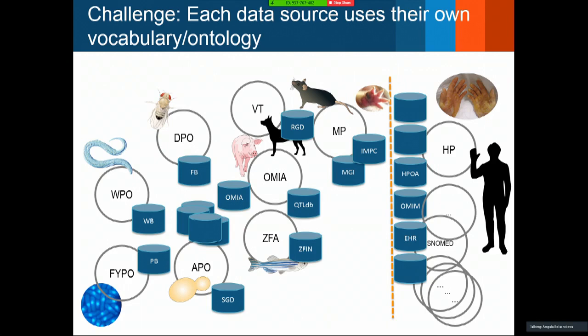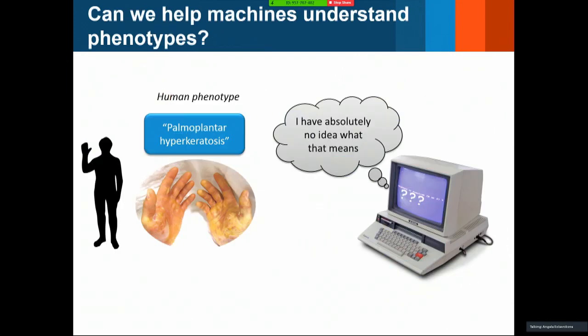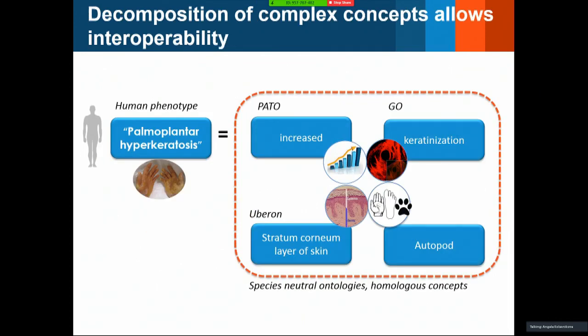So how do we actually make sense of this data when everybody is standardizing their data against a different standard? What we have basically tried to do is figure out how to tell the computer what palmoplantar hyperkeratosis really means. To do that, we define an underlying logic structure that allows us to describe that particular phenotype, palmoplantar hyperkeratosis, in the human patient in a species-neutral way.